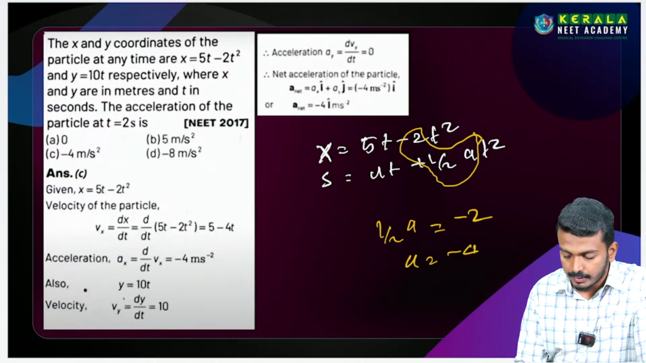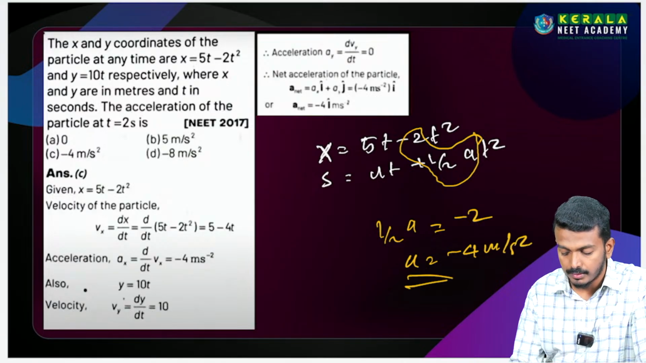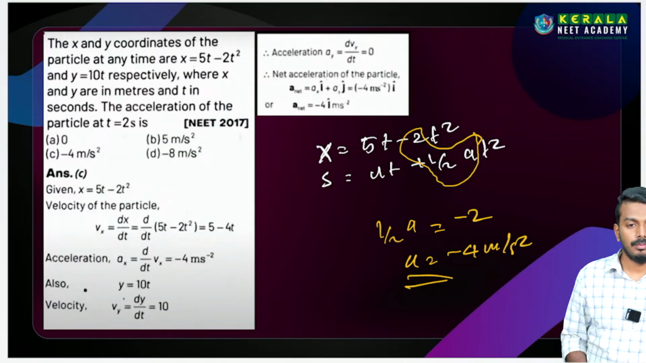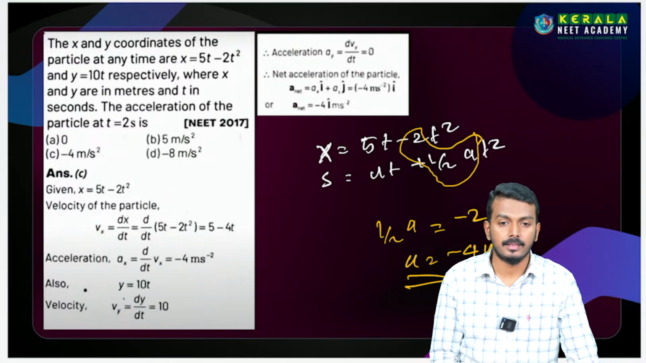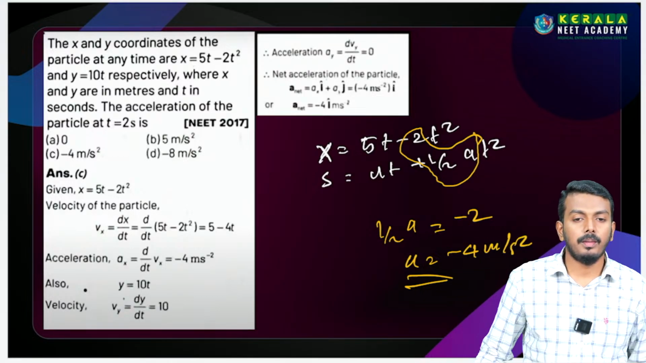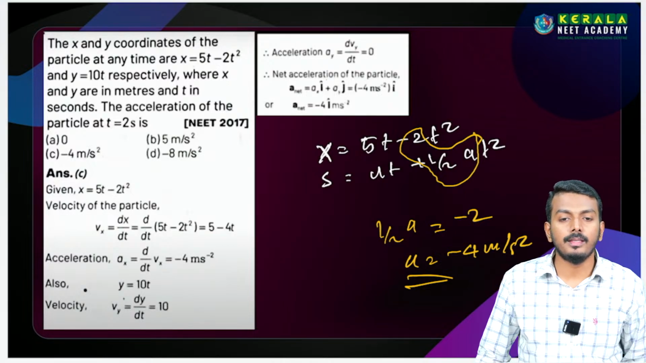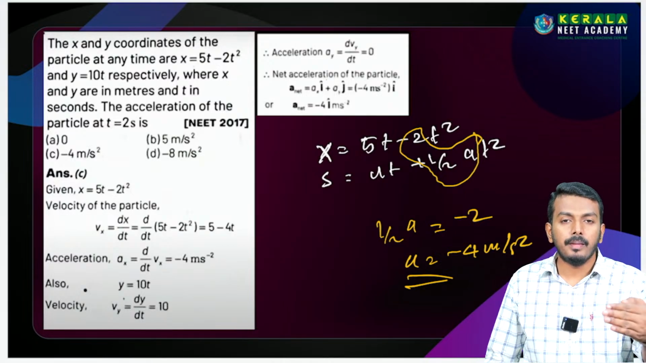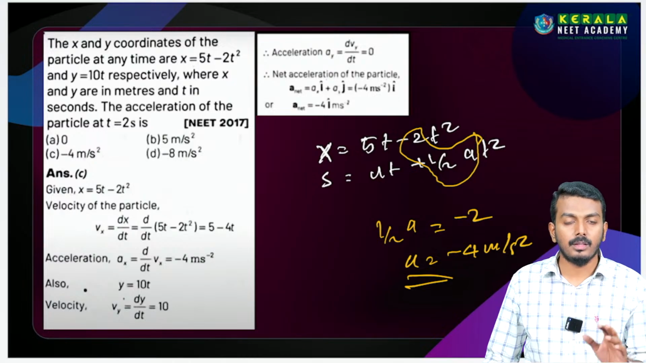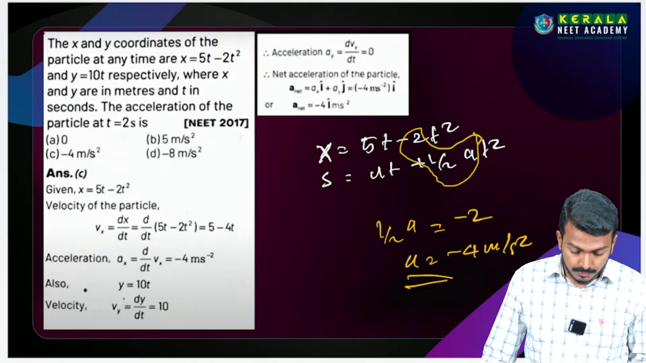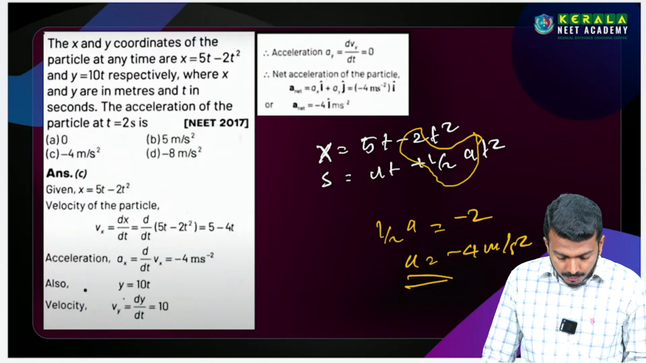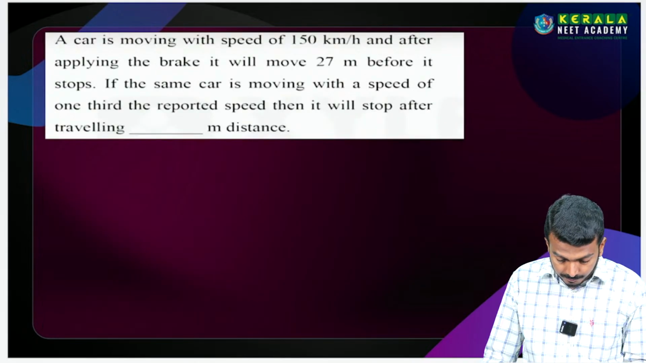A is equal to what? -4 meter per second square. Okay, we don't want to use any calculus, directly you will get the answer. Half a value is already given, -2. Just compare this equation with the kinematic equation, you will get it. Got the idea? Yes. Then we can move to the next question.